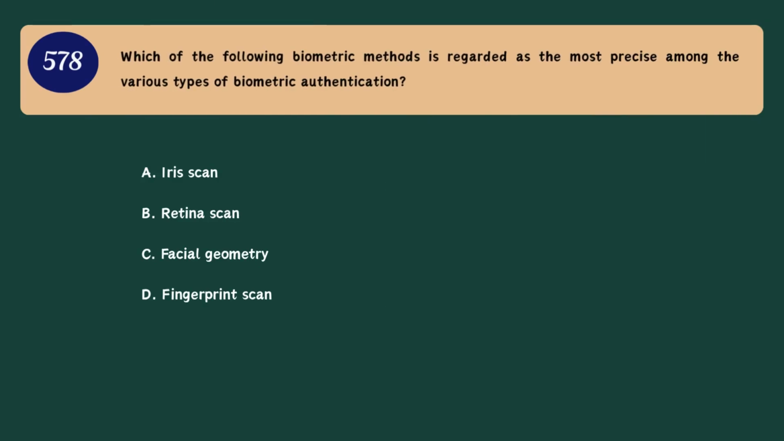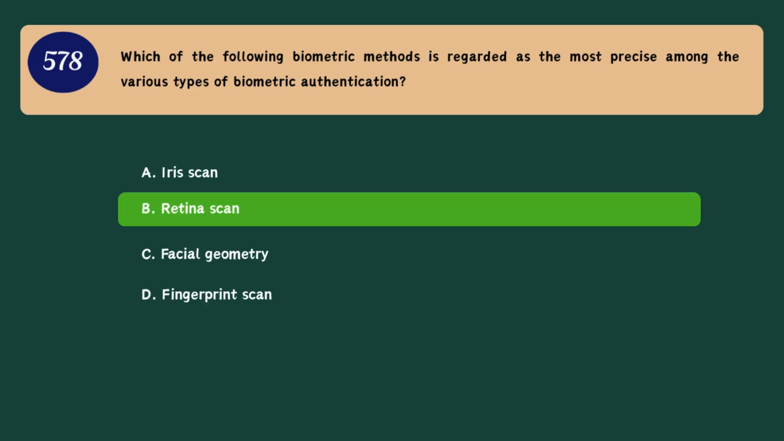Question 578. Which of the following biometric methods is regarded as the most precise among the various types of biometric authentication? A. Iris scan. B. Retina scan. C. Facial geometry. D. Fingerprint scan. Correct answer. B. Retina scan.